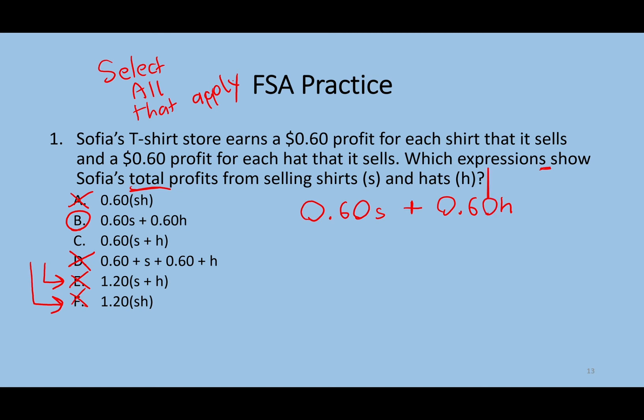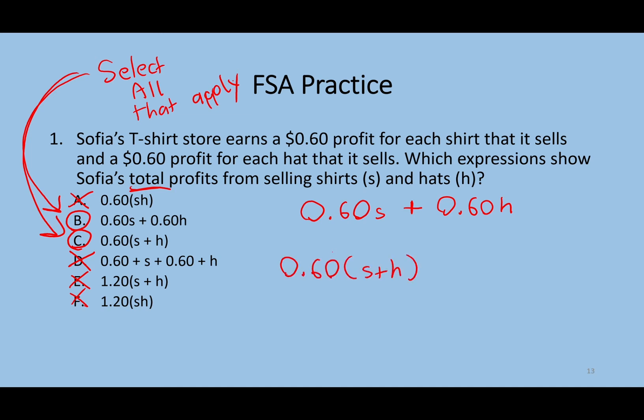So far, I have B as a correct answer, and I've eliminated all the other answer choices except C. This is a select all that apply question, so it must have at least two answers. C's got to be right, but let me just double check it. If I take C, 0.60 times S plus H, and I apply the distributive property, I multiply 0.60 times S, that's 0.60S.